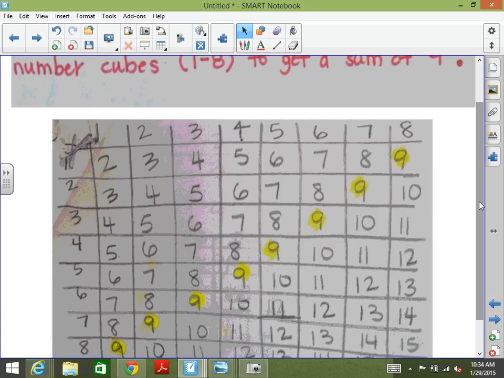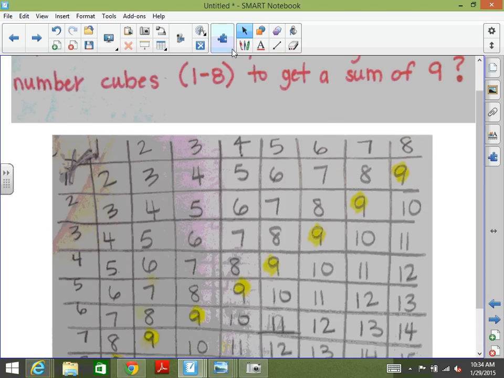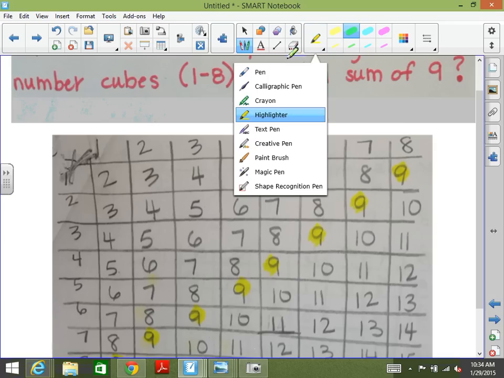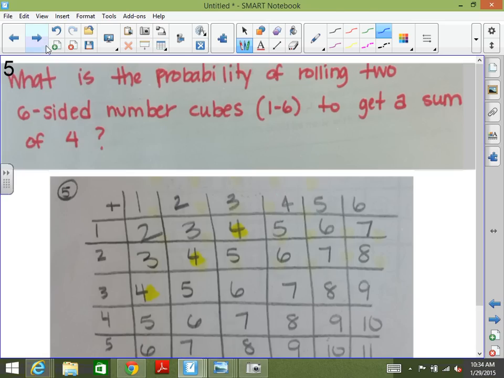How many 9s did you get? 8 out of what total? 8 out of 64. 8 out of 64, and that reduces to 1/8 for your final answer there. Good. All right, number 5, the next one.